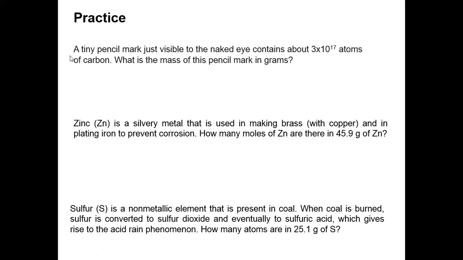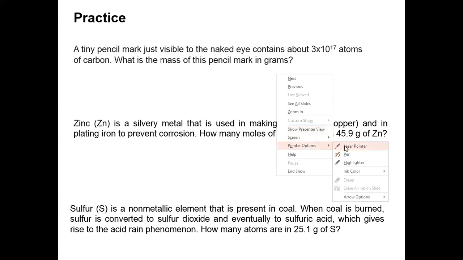So the first question says a tiny pencil mark just visible to the naked eye contains about 3 times 10 to the power 17 atoms of carbon. What is the mass of this pencil mark in grams? All right, so let's think how to approach this question.